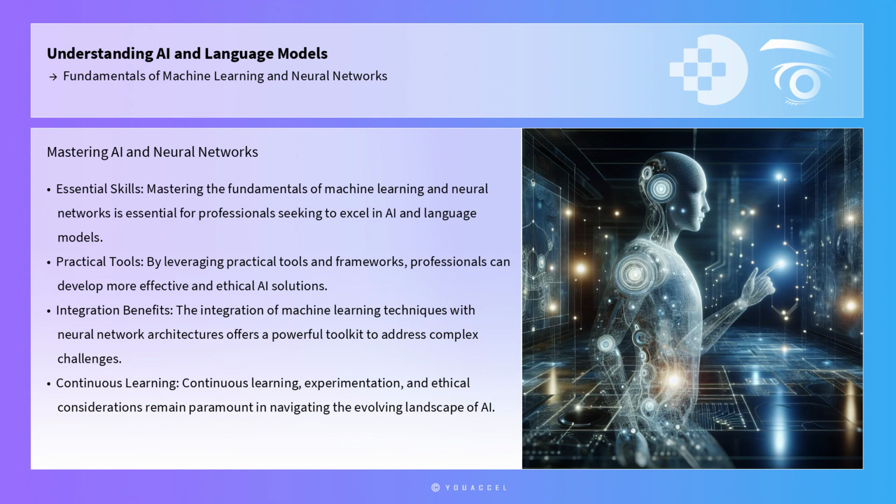In conclusion, mastering the fundamentals of machine learning and neural networks is essential for professionals seeking to excel in AI and language models. By leveraging practical tools and frameworks and understanding diverse learning paradigms, professionals can develop more effective and ethical AI solutions. The integration of machine learning techniques with neural network architectures offers a powerful toolkit to address complex challenges and drive advancements in artificial intelligence. Continuous learning, experimentation, and ethical considerations remain paramount in navigating the evolving landscape of AI.